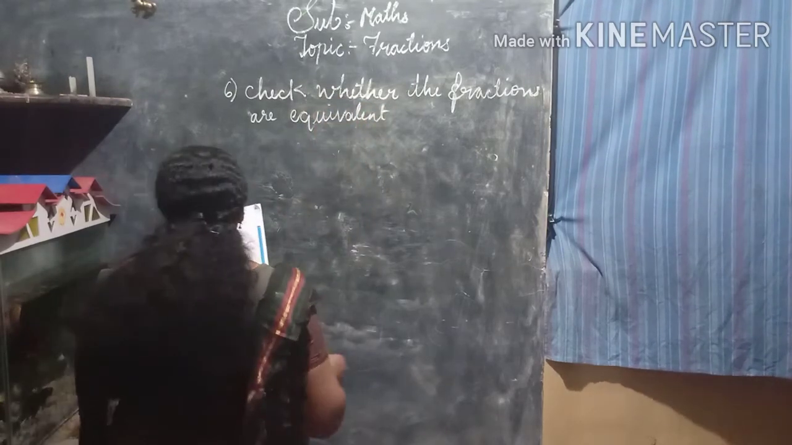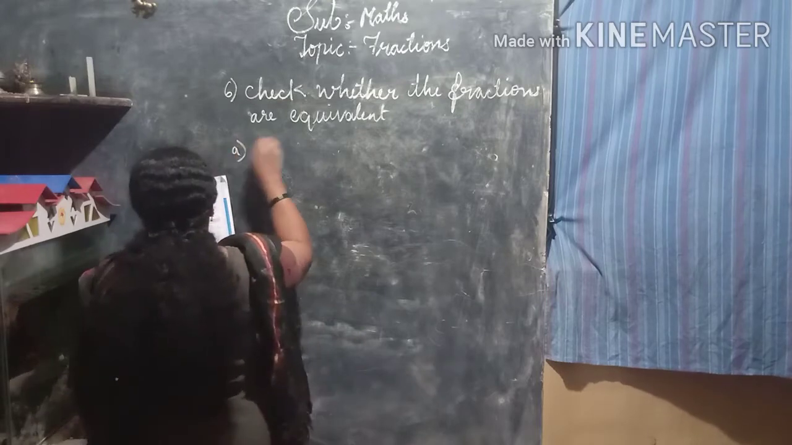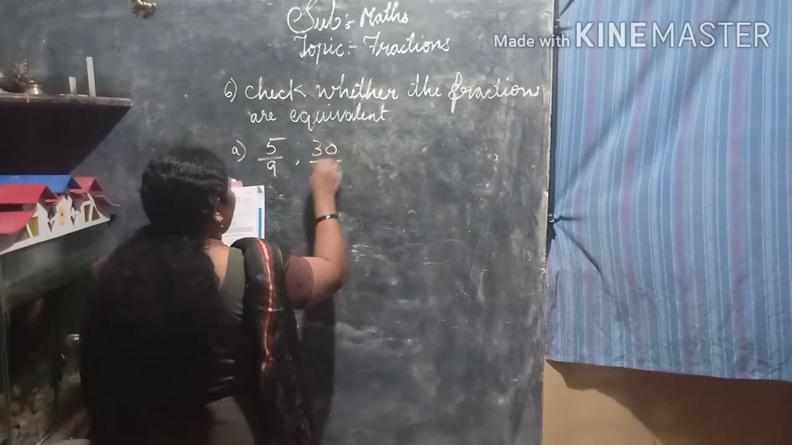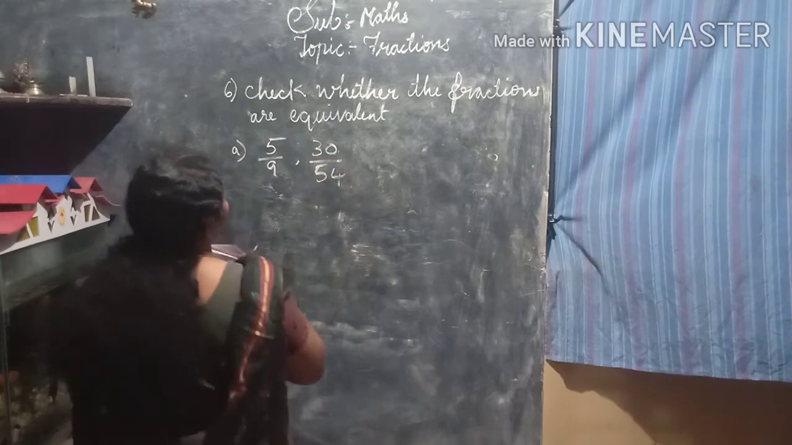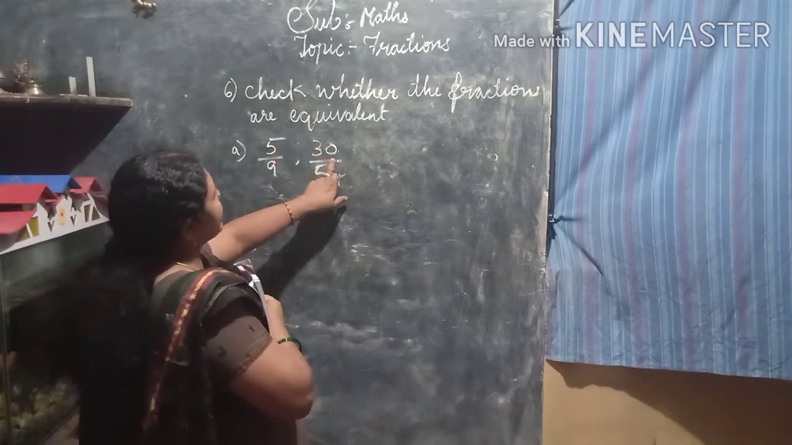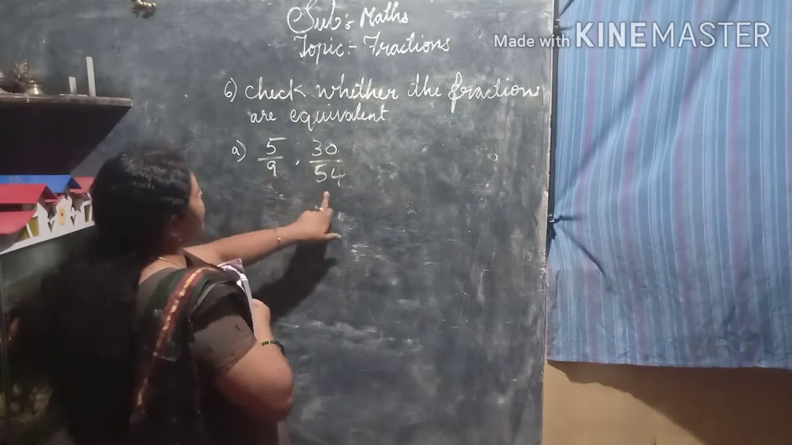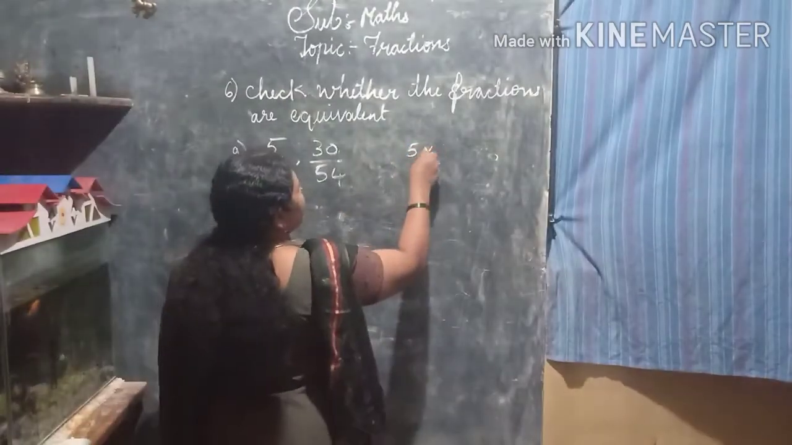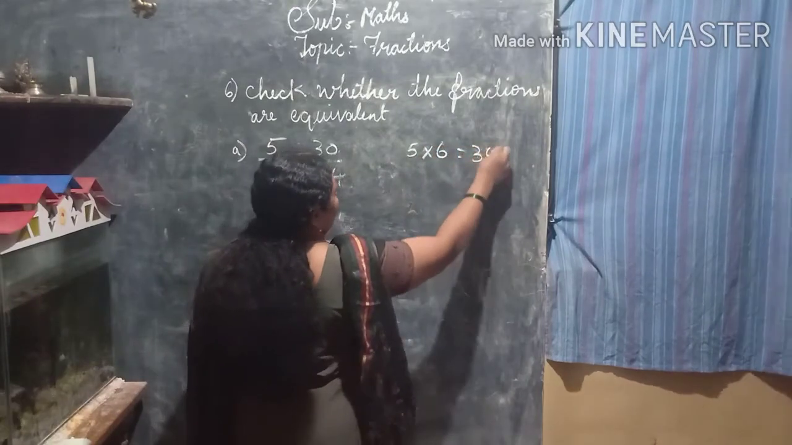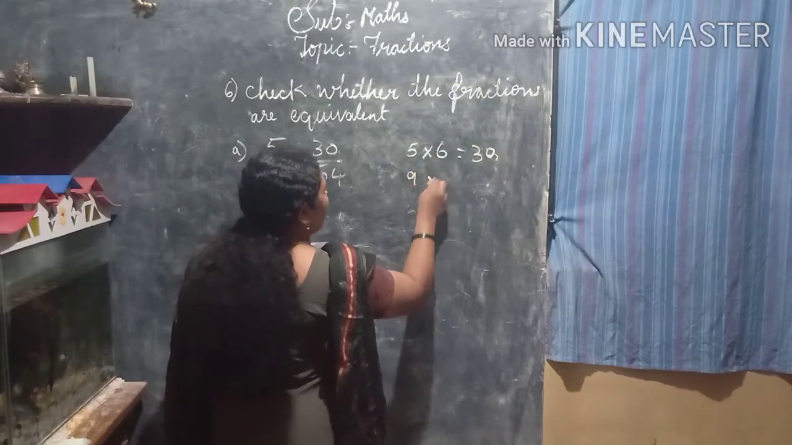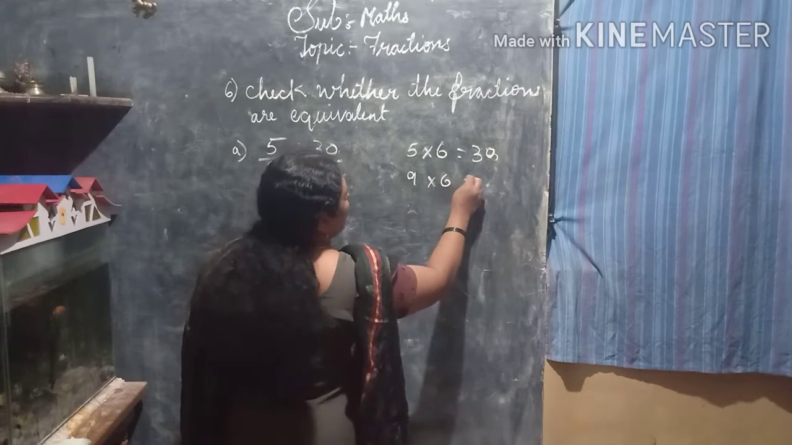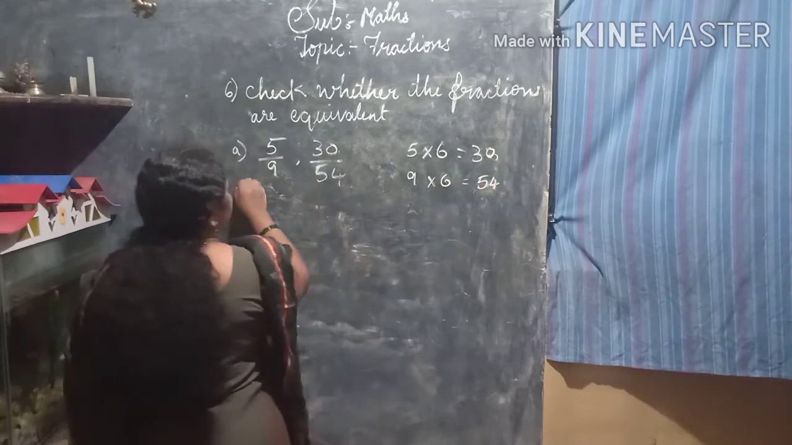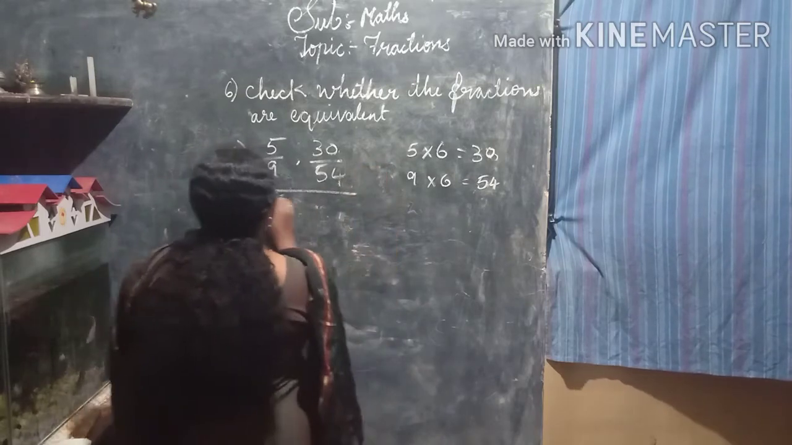Equivalent. Okay, so let us have the first one here. It is 5 by 9 and 30 by 54. 5 sixes are 30, and 9 sixes are 54. If you multiply 5 by 6, you get 30. If you multiply 9 by 6, will you get 54? Yes. So therefore these are equivalent.